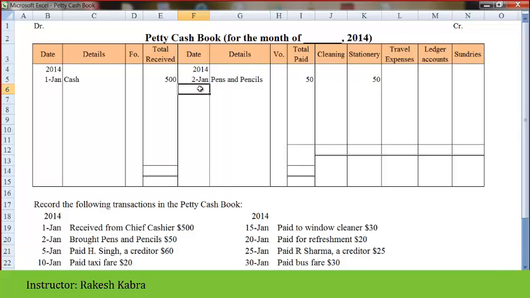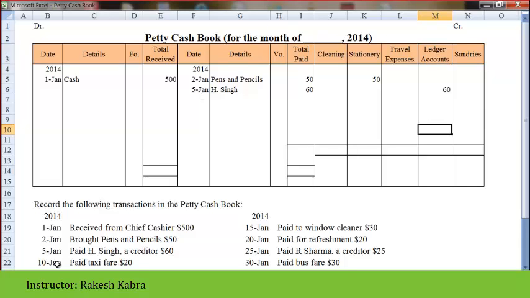So first I will put the date, January 5th. And we paid to the supplier. Who is the supplier? H Singh. And how much amount we paid? So $60 I will write first in total paid, the column for total paid. Then this 60 I will write in the ledger accounts. The ledger accounts means payment made to whom? To the suppliers. Small payments made to the suppliers.